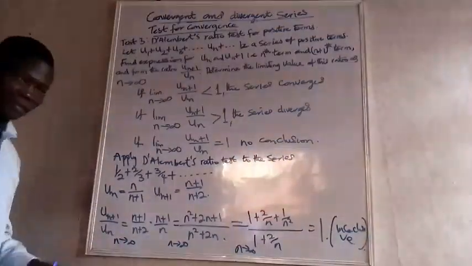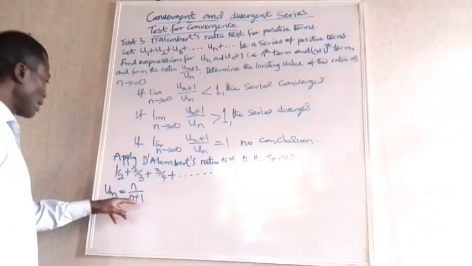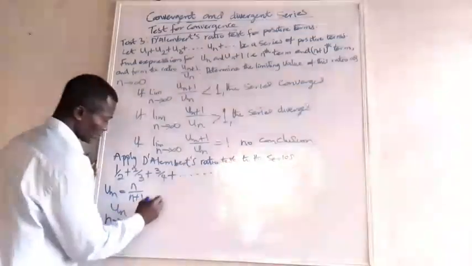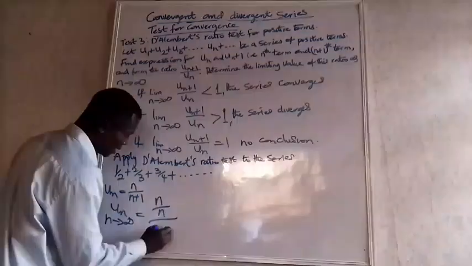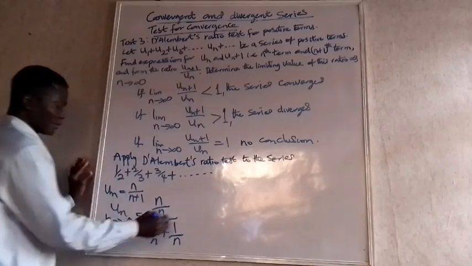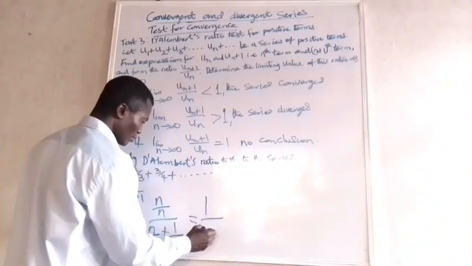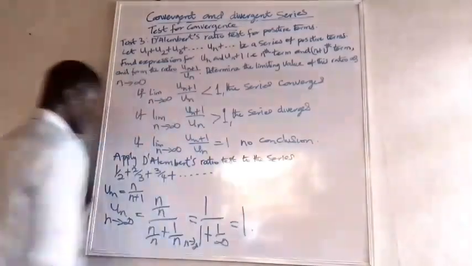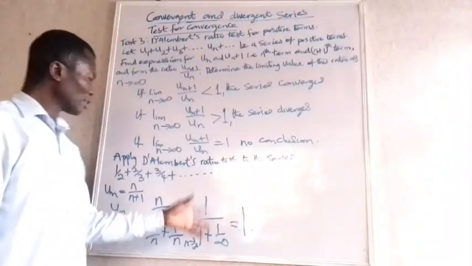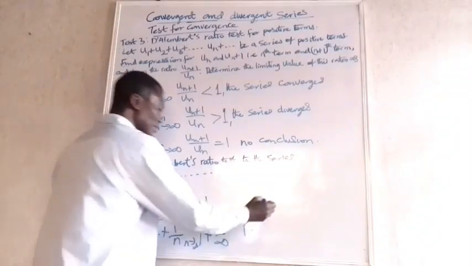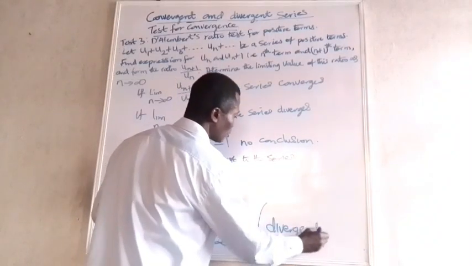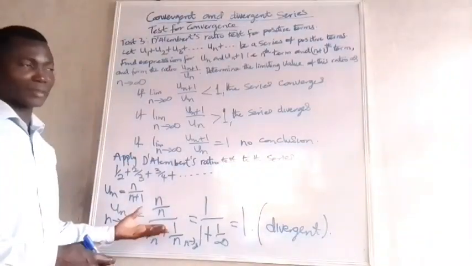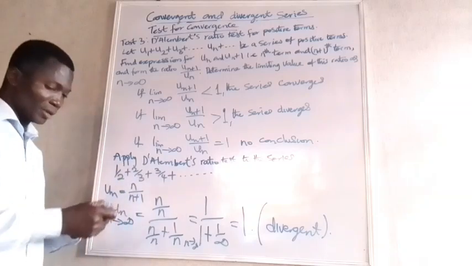Now let's look at it. The nth term is n over n plus 1. So when n tends to infinity, un will give us n over n divided by n over n plus 1 over n. You understand? So this is going to give us 1 over 1 plus 1 over infinity, so we are going to have 1. Since this is 1, it means that at infinity it is not even tending to 0. So this one is giving us divergence. So you can see, if you apply one test and you are not satisfied with the results, you can apply another test. That's what this example has shown us.